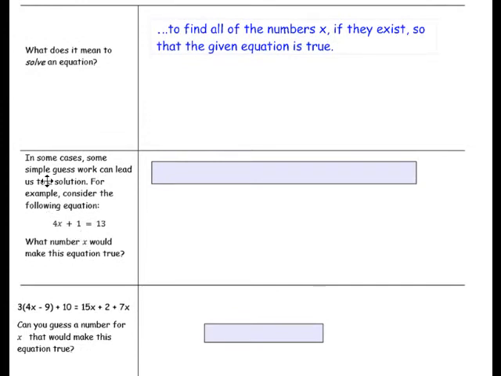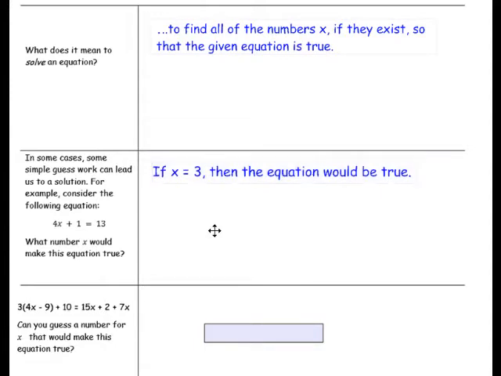In some cases, simple guesswork can lead to a solution. For example, consider the following equation: 4x plus 1 equals 13. What number x would make this equation true? Pause the video and see if you can determine the value of x. If x equals 3, the equation would be true. 4 times 3 is 12. 12 plus 1 is 13.